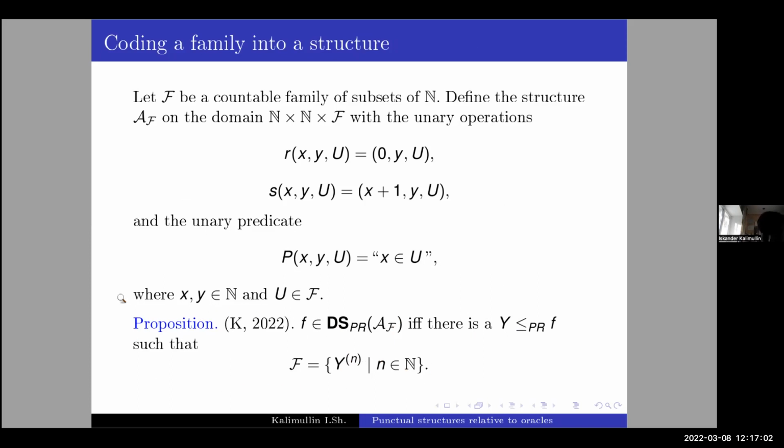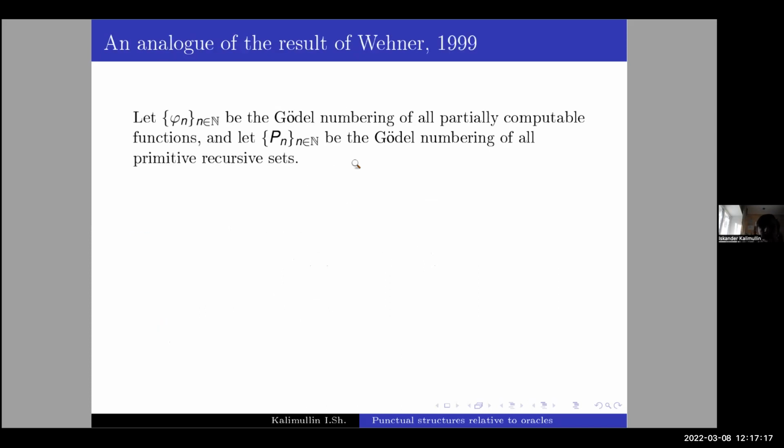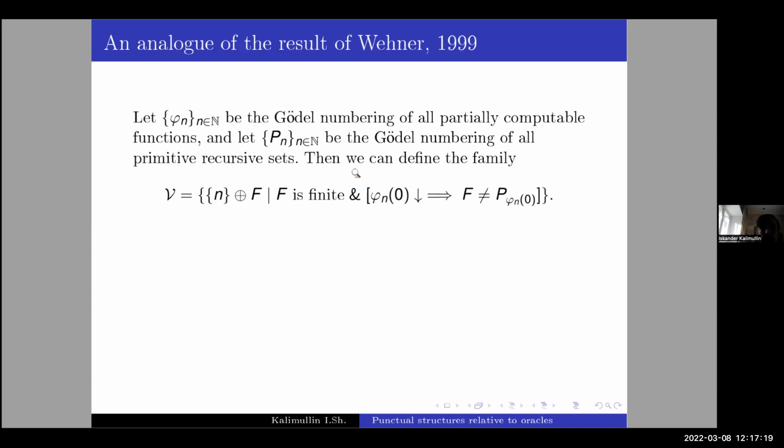To make this proposition true, I exactly use this fictive parameter y, which gives a possibility to repeat every set of the family in the structure. And now, using this coding, we can present this specific diagonal family.